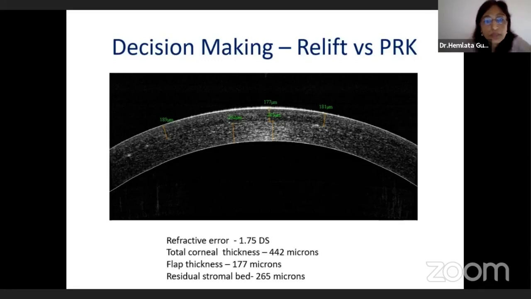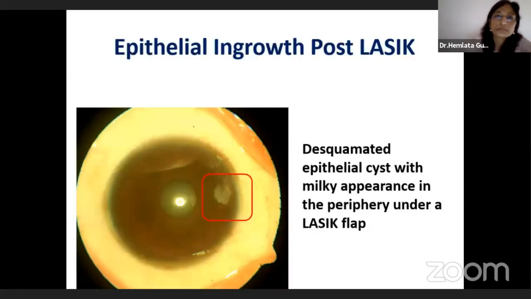The residual stromal bed in this case was 265 microns, which is insufficient to treat the refractive error of 1.75 diopter if you relift the flap. So we decided to do surface ablation with MMC for this patient, and he was happy after surgery.